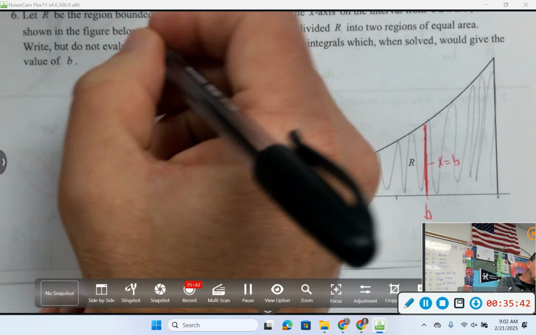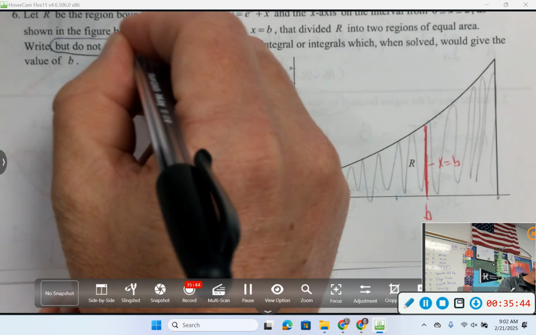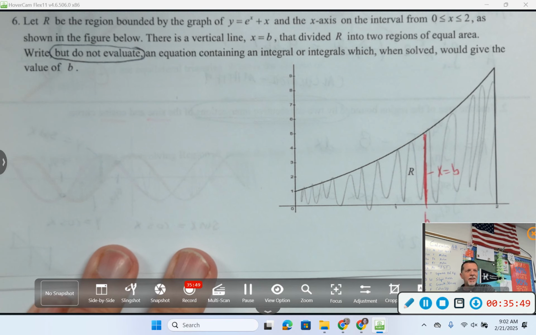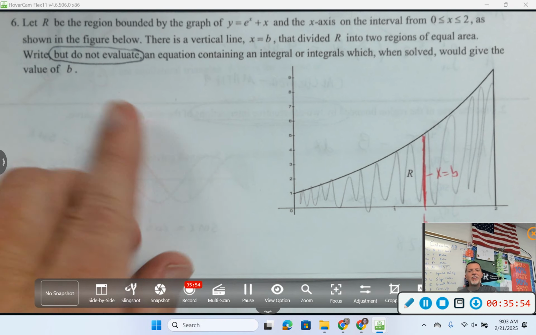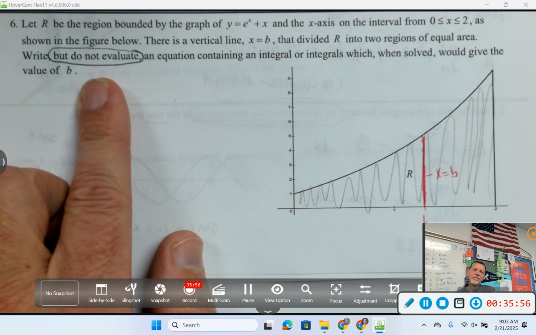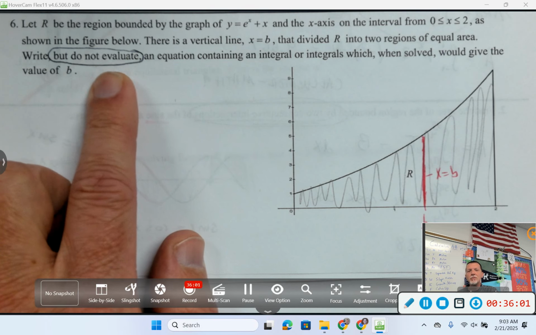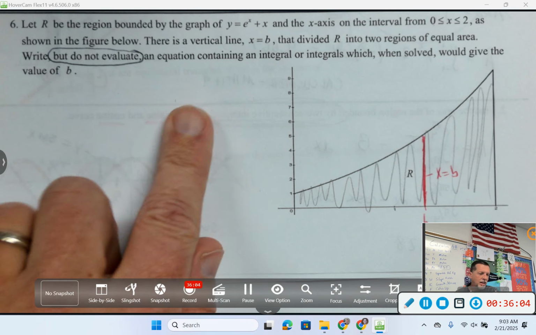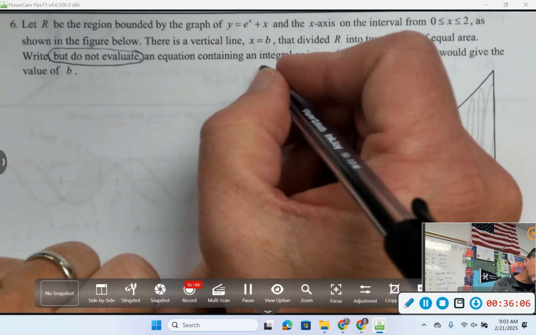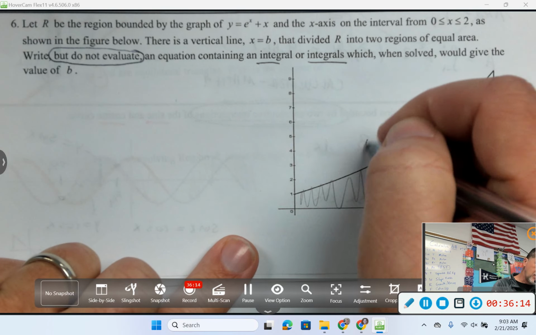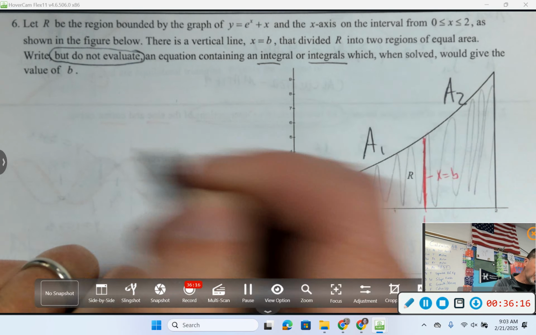Write, but do not evaluate. That's kind of a new trick, a new statement that we'll see going forward. It means you don't have to do the work. Like, set it up and then walk away. So when you see that, that's good news. Well, it's kind of bad news because it means the problem's probably hard and you can't evaluate it anyway. But set it up and then be done. An equation containing an integral or integrals, which when solved would give the value of b. So this area equals this area. Let's just start with that.